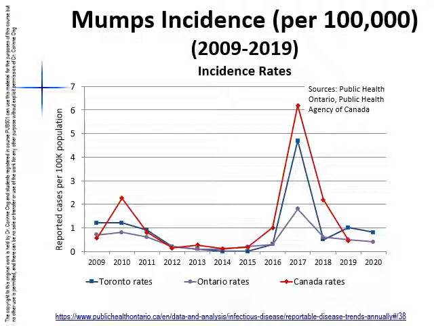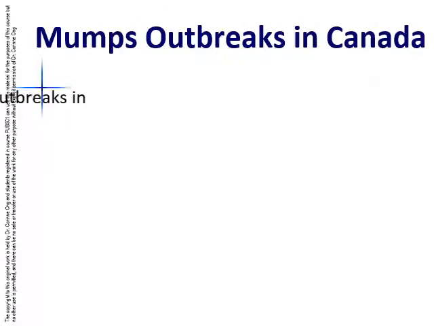The Ontario incidence rates ranged between 0.1 to 1.8 cases per 100,000, corresponding to 13 to 260 cases, and the peak in 2017 is not as pronounced. However, for Toronto, this 2017 peak is very pronounced, indicating that one of the outbreaks occurred here. The Toronto rates range from 0 to 5 cases per 100,000, corresponding to 0 to 138 cases.